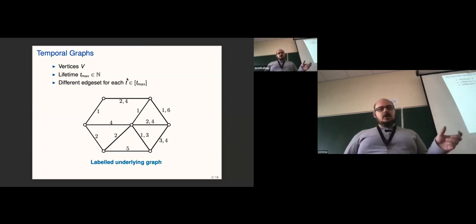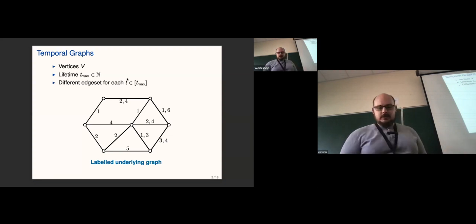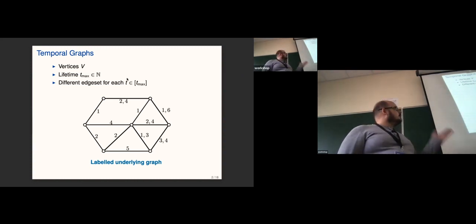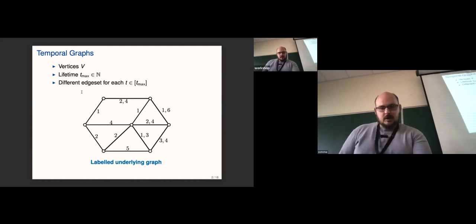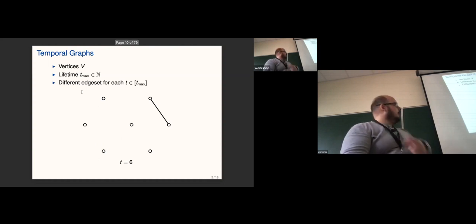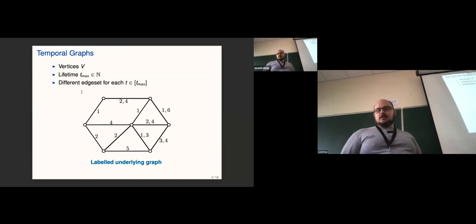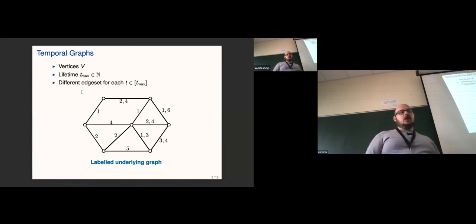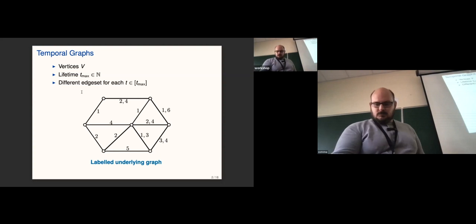Now on each edge there are some labels, and the label says at which time step the edge was active. So for example, some edges that were active in the first step are marked with one. The only edge that was active in step six is marked with the label six. That edge was also active in time one, so it's also marked with label one, and so on.